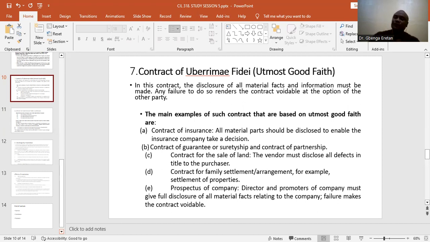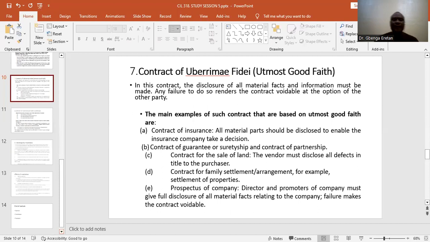Contract of family settlement. When you are contracting a family settlement, you are arranging family property, and you are contracting a person under a family marriage, you are expected to disclose all the relevant facts you know about yourself and about the family property. Otherwise, the contract becomes void.